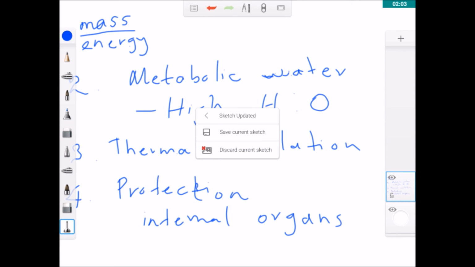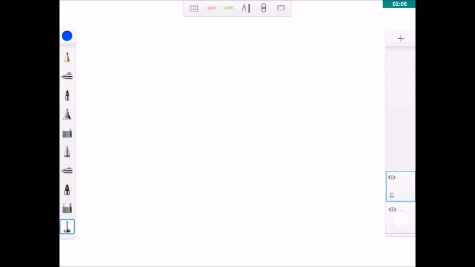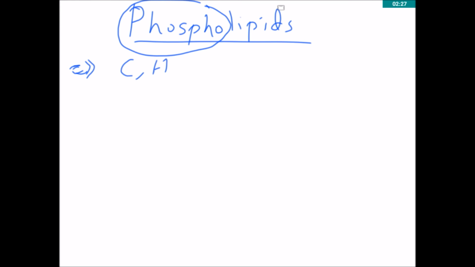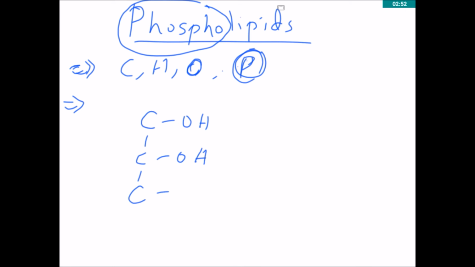Well, let's move on to a new compound, which is the phospholipids. As the name suggests, phospholipids contain phosphorus in their structure. So in addition to carbon, hydrogen and oxygen, which are the common components of all lipids, they have phosphorus. Okay, we'll see the chemical structure. Triglycerides are made up of glycerol and fatty acids, free fatty acids.